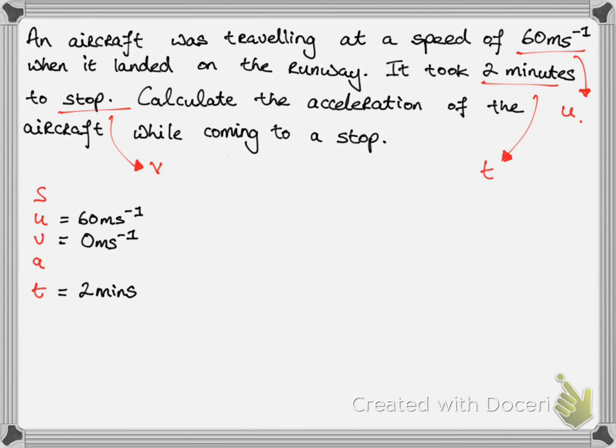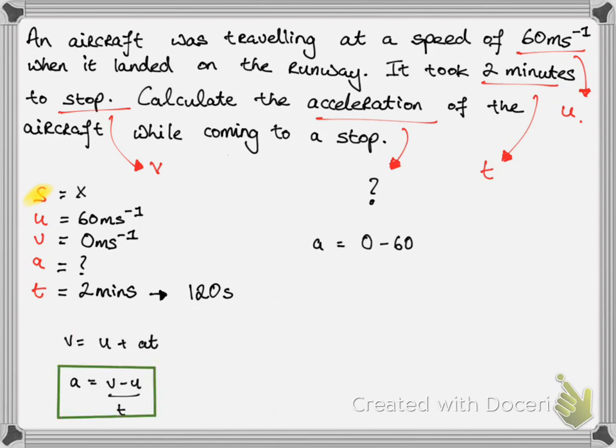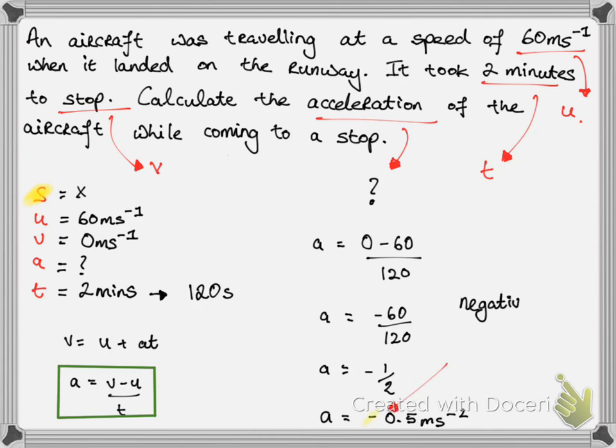Here we're given time as 2 minutes. Now remember our SI units. Minutes is not an SI unit, so we need to convert it to seconds, which is 120 seconds. And again, we're told nothing about displacement, so we can use the same formula. For this, we just substitute in our values again. So a is equal to (0 - 60)/120. And that will give you minus a half, or a is equal to minus 0.5 meters per second to the minus 2. The minus sign represents deceleration.